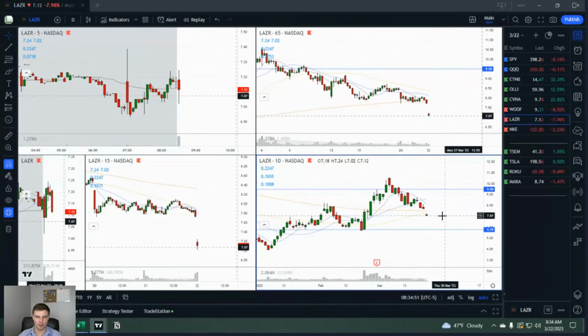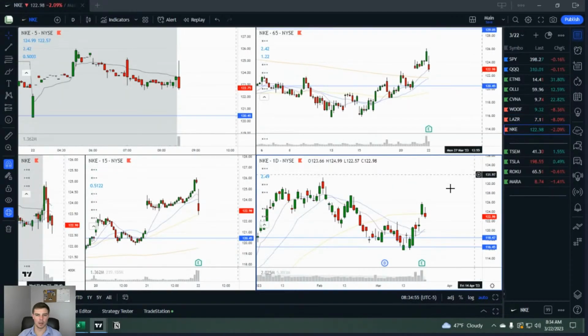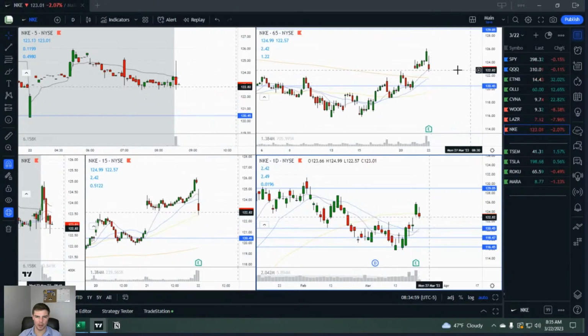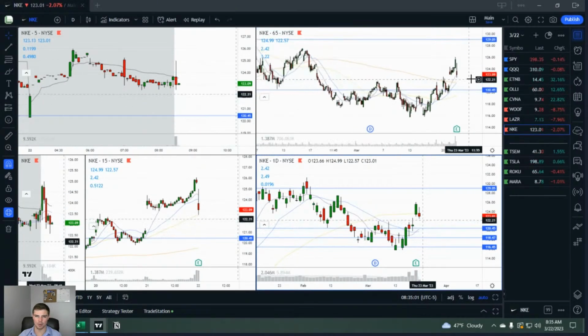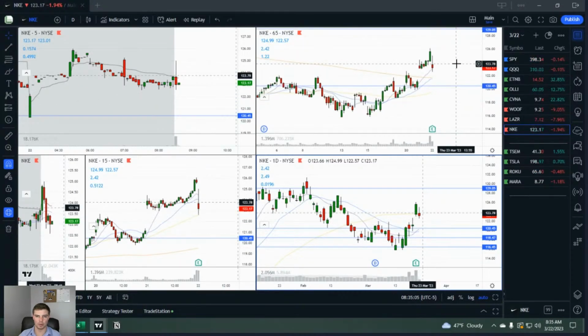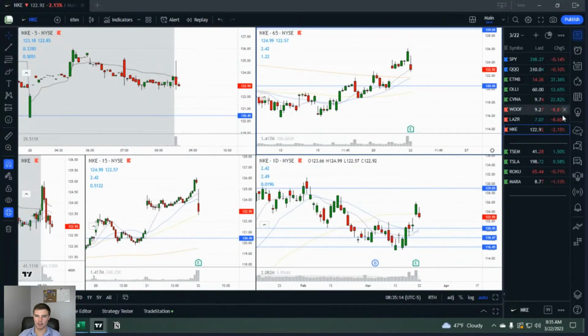LAZR looks good lower. Like I said, under $7, I like it. Nike's moving down here. Not a ton of range, and again, this one is at support as well. Look at this hourly chart. We got the 200. We got 1, 2, 3 pivots at 122. So it's going to be tough to take that one as well.